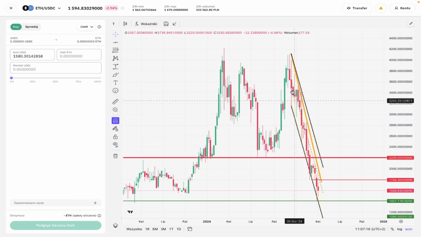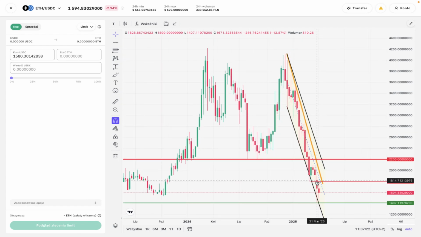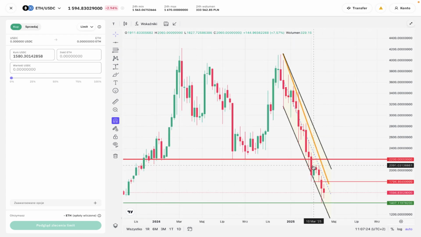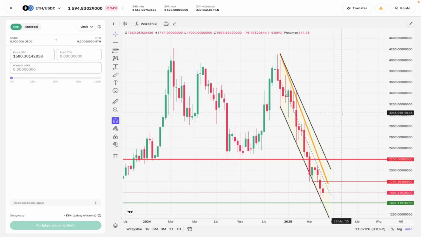So far, 2 green candles, the rest is red. So the red is here on the Ethereum long-term chart, weekly time frame chart, and the outlook remains bearish.